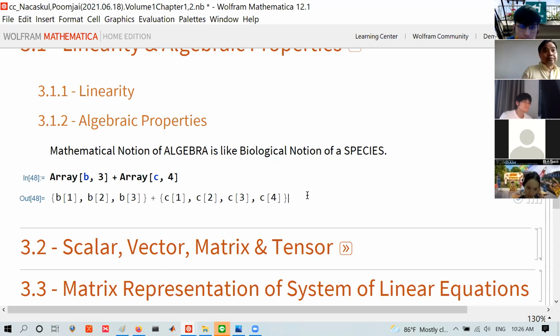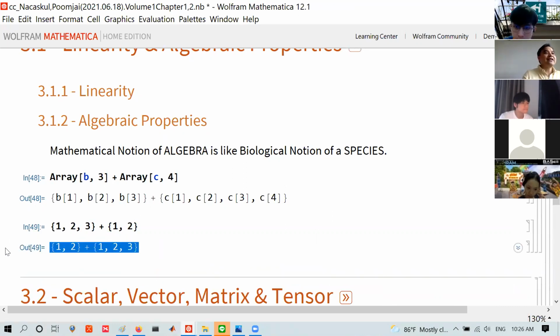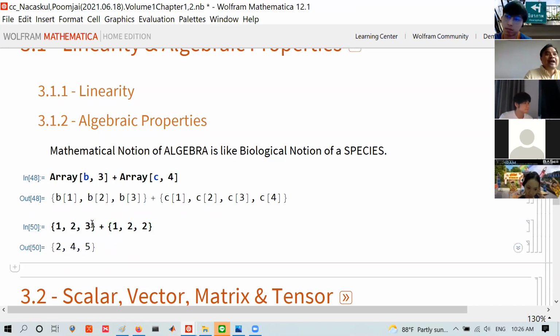Technically this is not doable, but because Mathematica doesn't know what you specify, it's just going to echo back. But if you actually give it real numbers, 1 2 3 plus 1 2, likewise it's not doable. It's not going to give you any result. Now if you give it real numbers that can be added together, then you can add this plus this plus this plus this. So literally you can add.